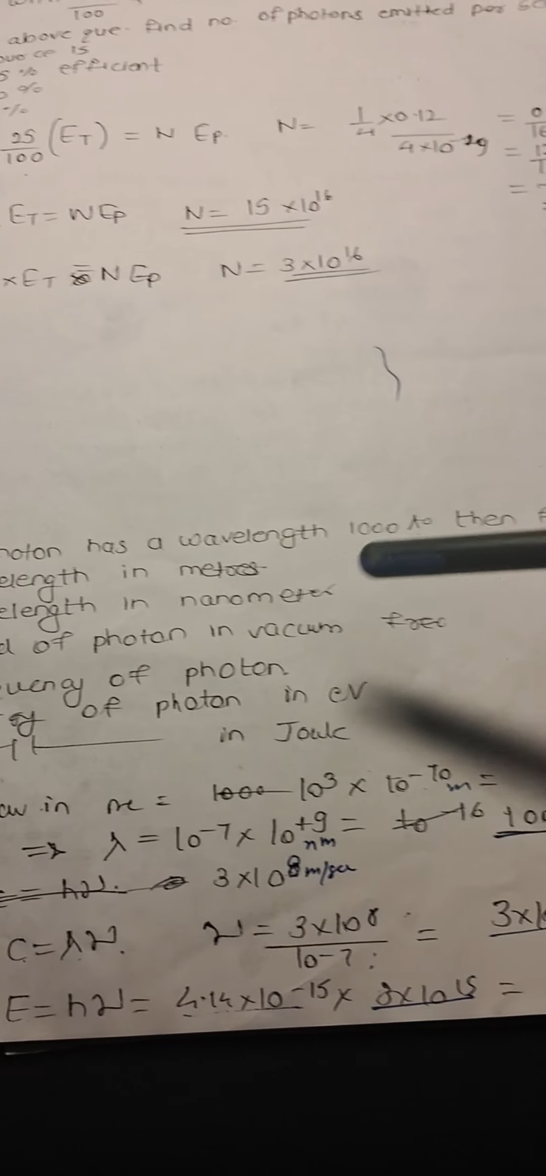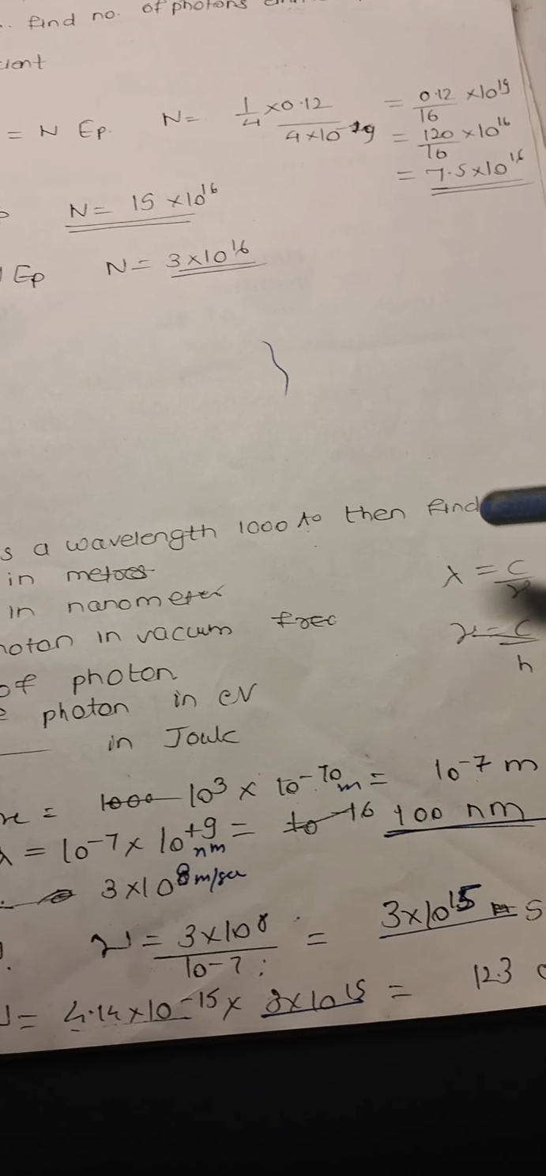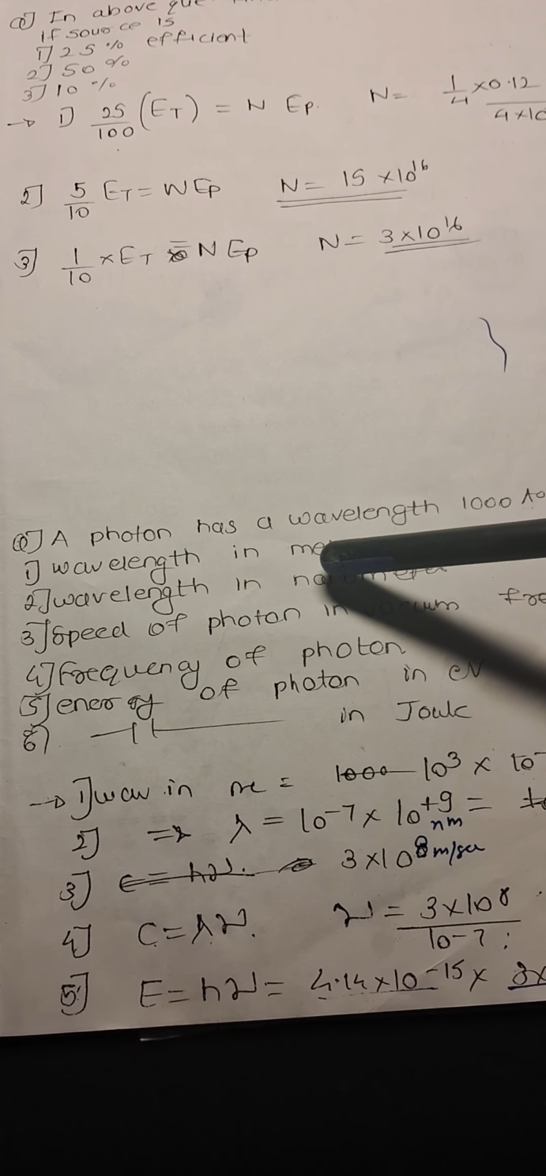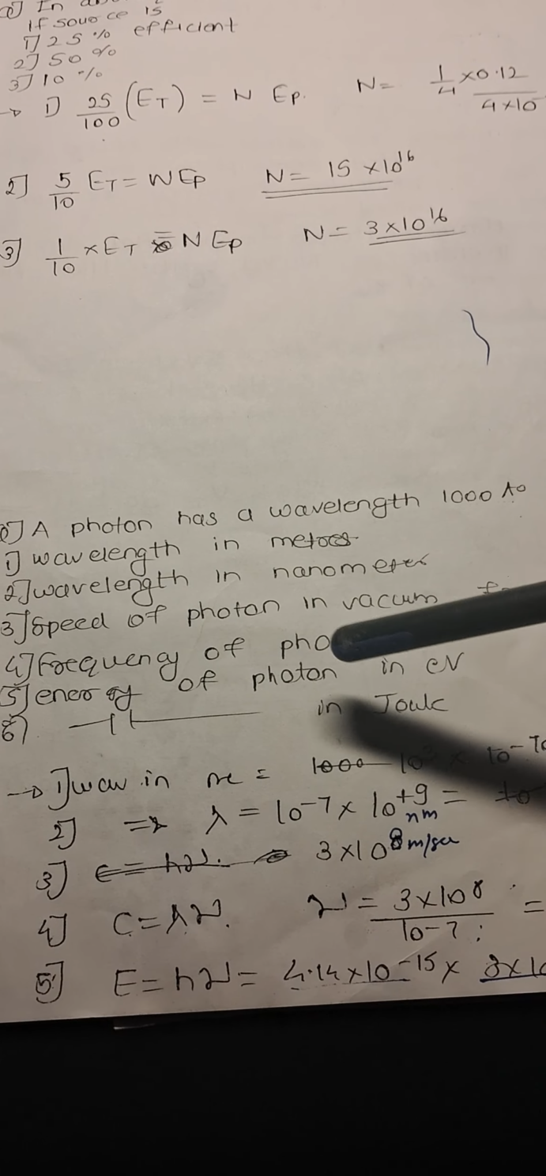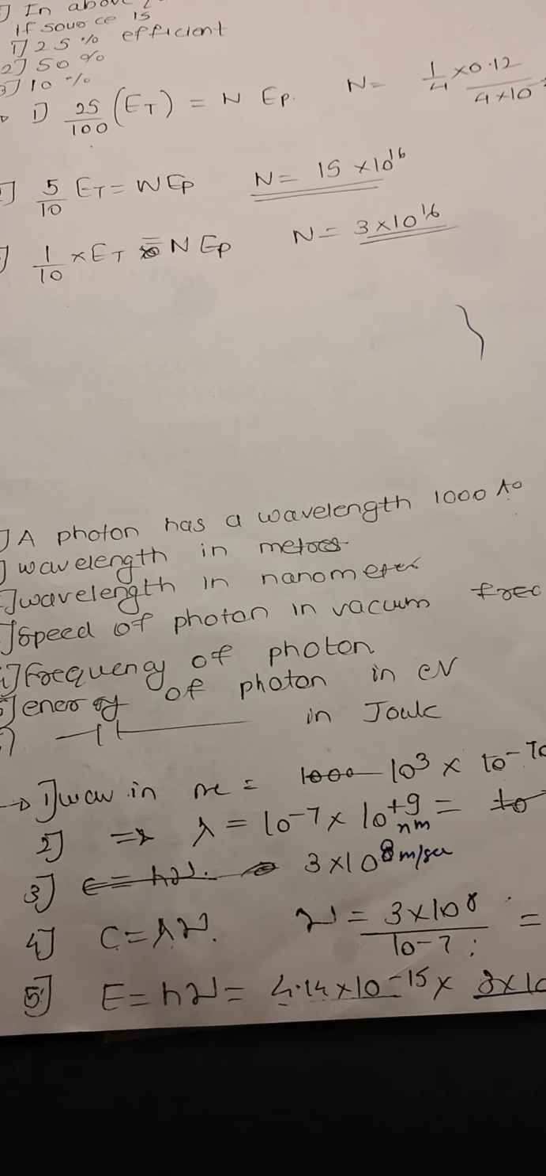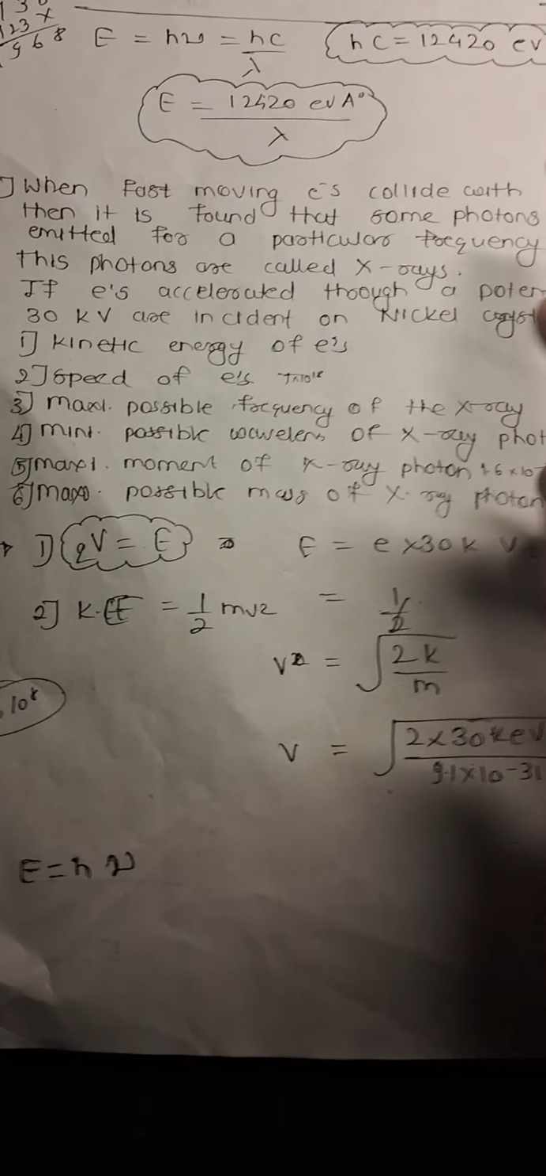Then another question: a photon has a wavelength of 1000 angstrom, and we need to find the wavelength in meter, nanometer, speed in vacuum, frequency, energy, and energy in joule. Next we have the calculation parts over here.